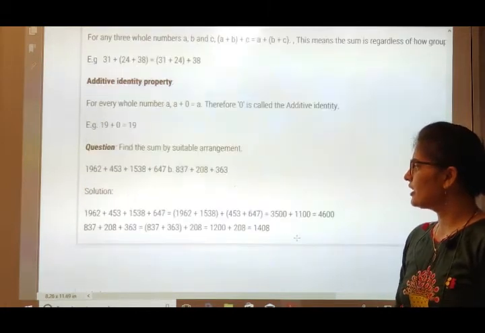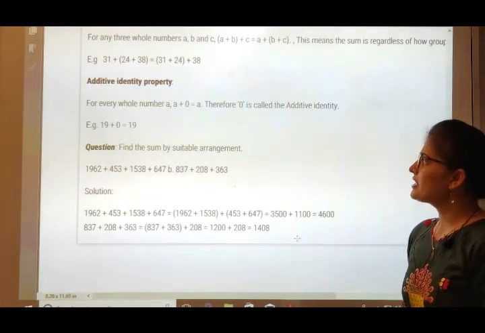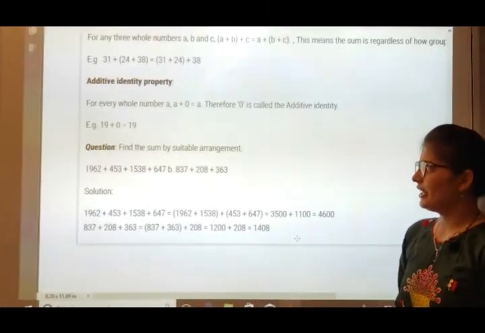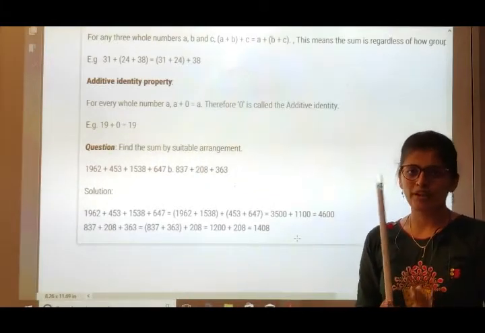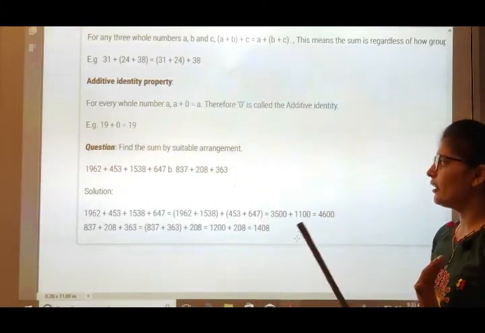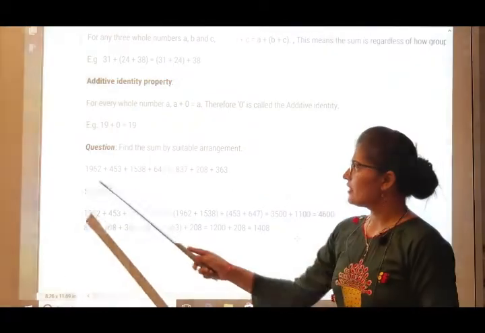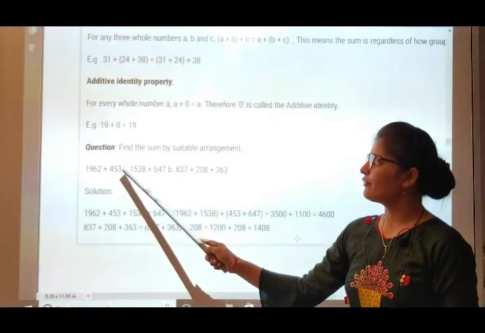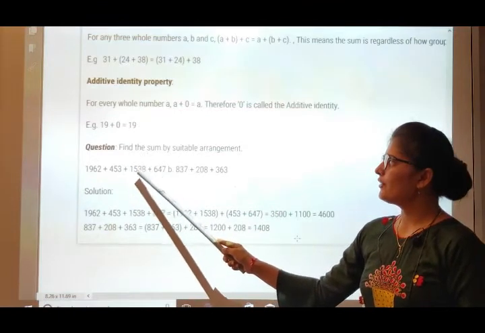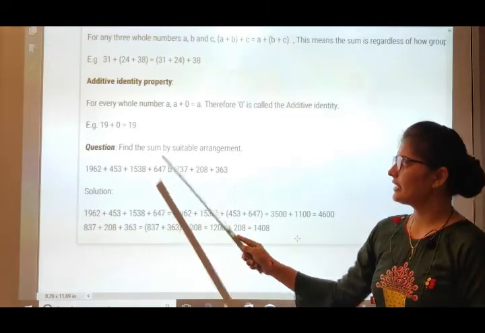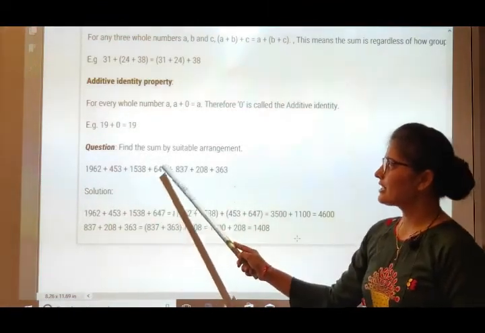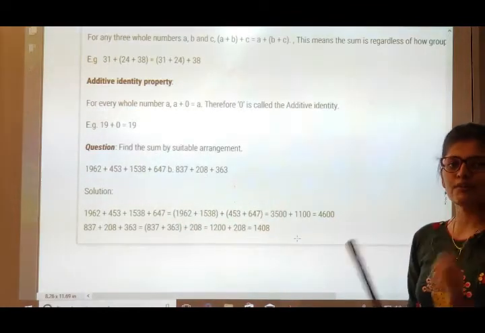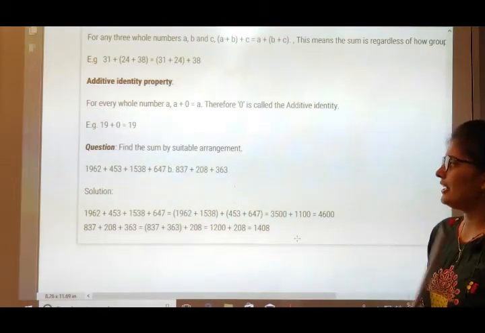Now here one question is given to you. Find the sum by suitable arrangement. Now you have to do grouping over here and after that you have to find the sum. The first one given to you is 1962 plus 453 plus 1538 plus 647. Four different numbers are given to you and you have to add them.